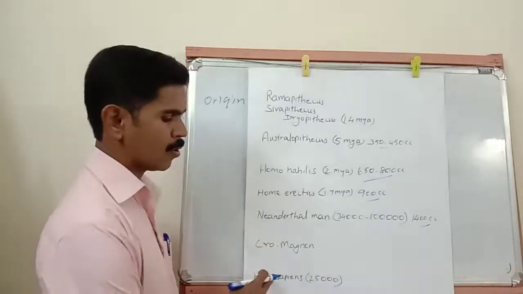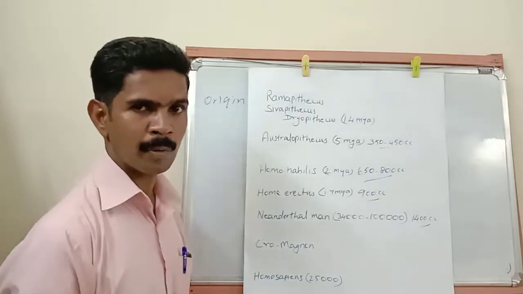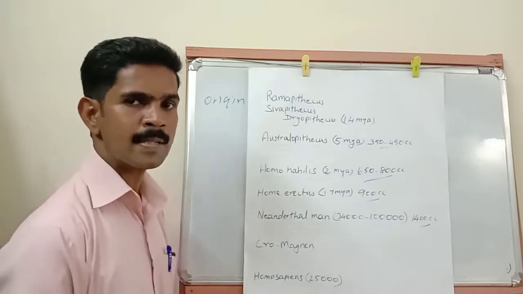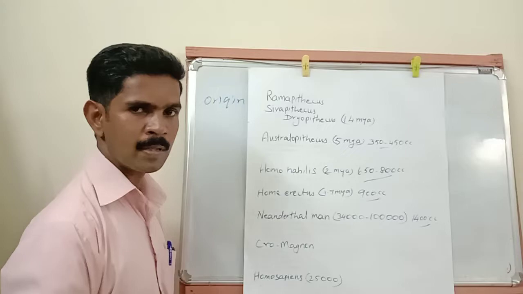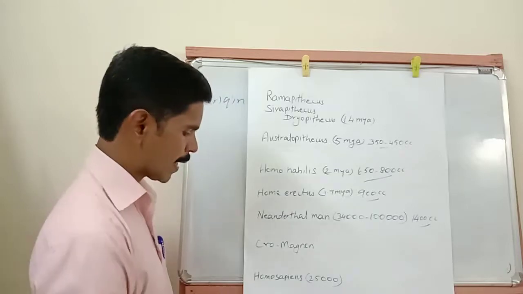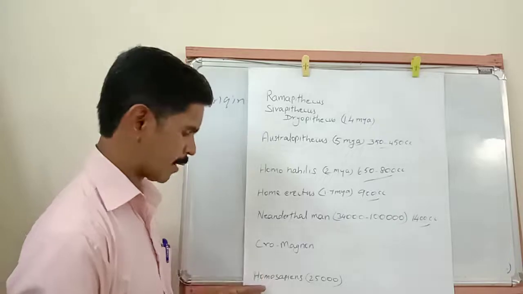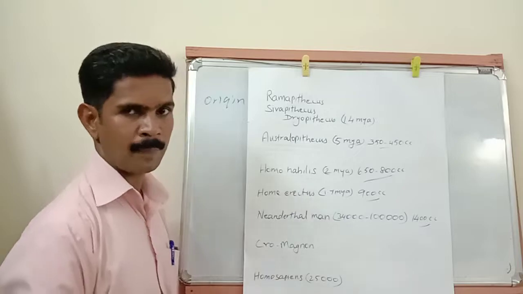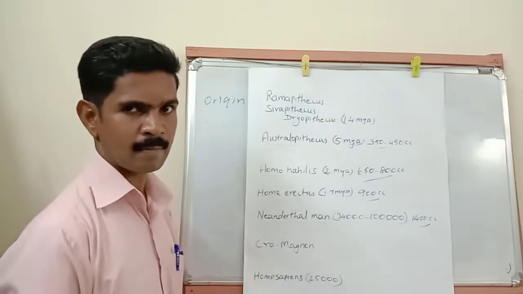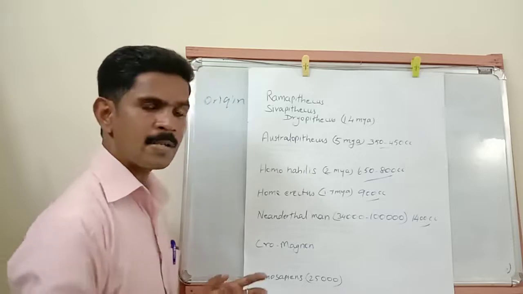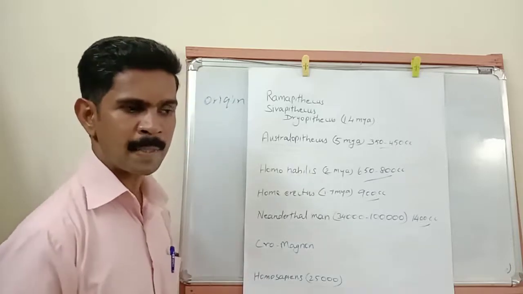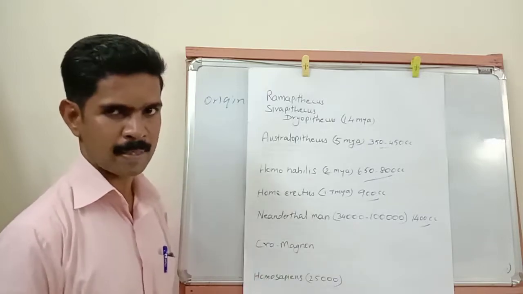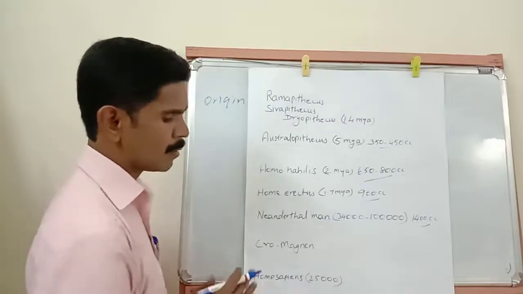Then the last one is Homo sapiens. The present modern human being is called Homo sapiens. So they started to live before 25,000 years ago. Then their characters. First, they developed in Africa. They started to live in Africa. Then they developed into different races. Then they started to cultivate different plant species for food. They started to domesticate different animals for many purposes. So these are the characters of this Homo sapiens.